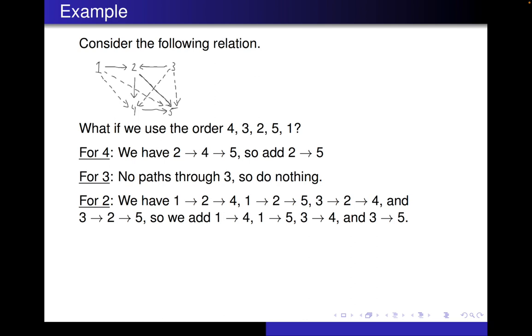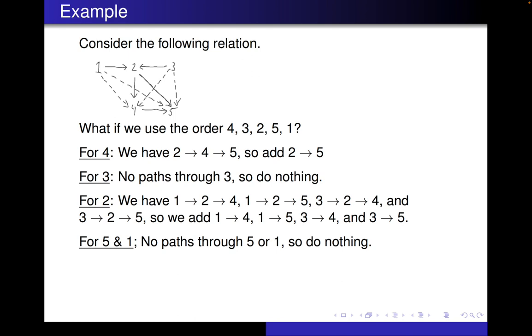Let me see. What comes after 2? Oh, 5 comes after 2. And once again, with 5, we can't do anything because all we have is arrows pointing at 5. And so 5 can't be in the middle of anything because it's not pointing at anything. And for 1, we can't do anything either because even though 1 is pointing at things, nothing is pointing at 1, so we can't have 1 in the middle of a path of length 2.